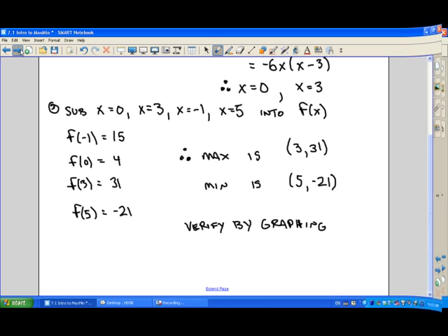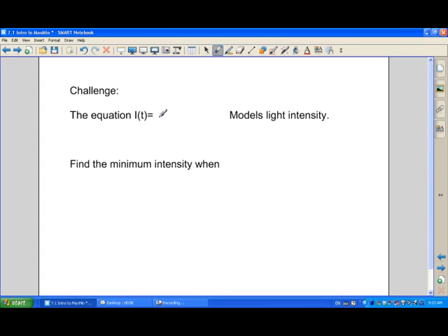And then one final thing, just a challenge for you to try on your own. If I of t models light intensity and I of t is equal to t squared plus 2t plus 16 over t plus 2, I'd like you to find the minimum intensity of light when t is on the interval 0 to 14.